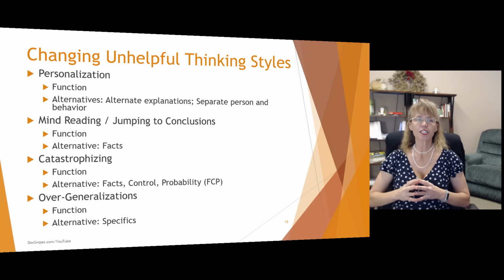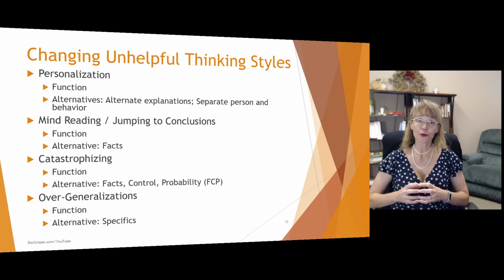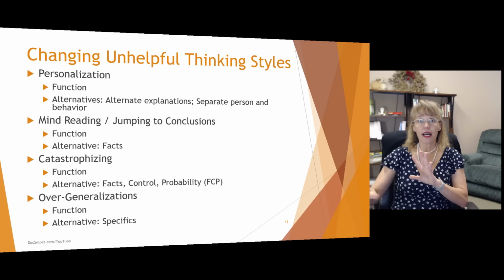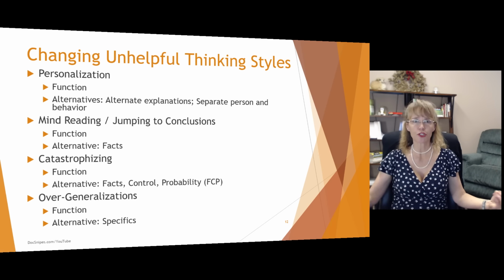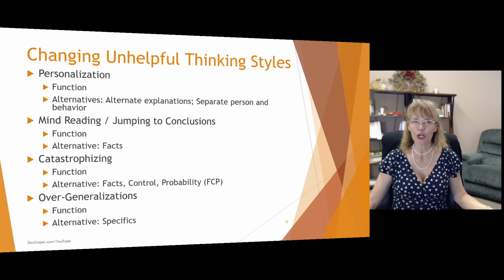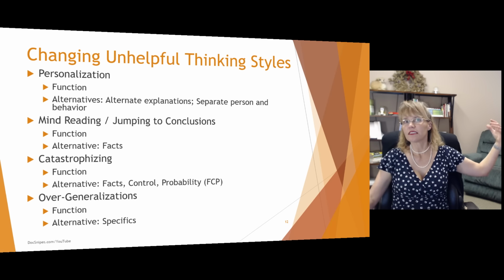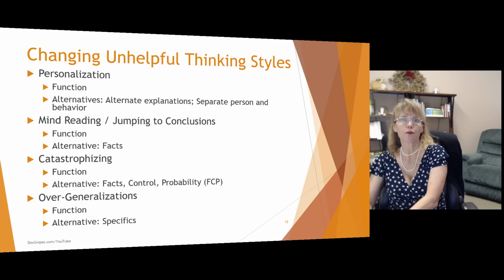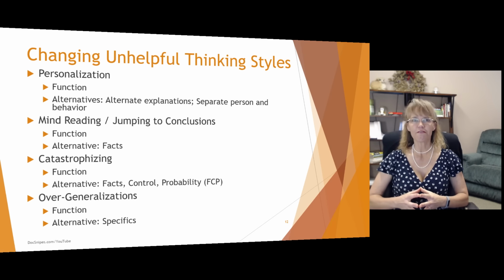Mind reading and jumping to conclusions. This is another strategy that helps people predict or think they're predicting the future in order to prepare ahead of time. Unfortunately, we can't predict the future, so when we mind read or jump to conclusions, a lot of times we're using outdated schema. We're using information from old memories that may not be accurate in the present context. So it's important to get the facts.